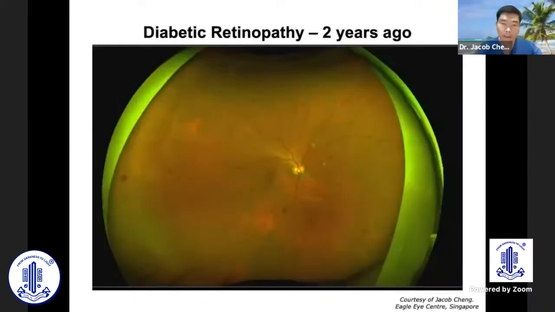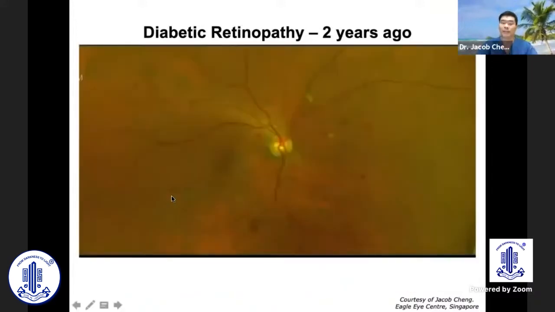This patient has four quadrants of dot blot hemorrhages. You can see some very peripheral ones, even in the temporal periphery, as well as some cotton wool spots on this ultra-wide field image from 2 years ago. When I focus down onto the photograph, you can see that we don't lose much of the detail. So the resolution on a camera must not be just on a big picture, but we must also be able to capture a close-up photograph with the details.